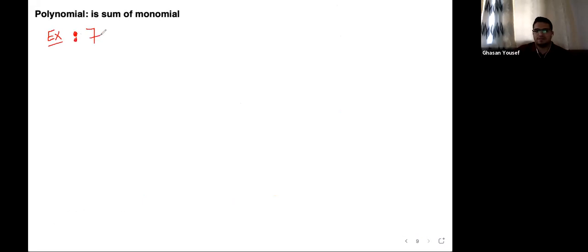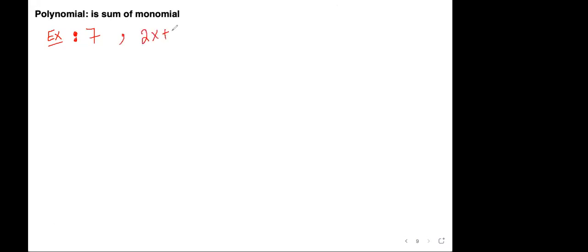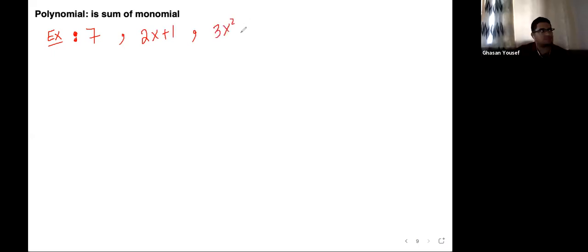So for example, poly means multi, right? Poly means multi, yes. So for example, 7 is a polynomial. 2x plus 1 is a polynomial. 3x squared plus 17x plus 4 is also called a polynomial. So the sum of any monomials is called a polynomial. Okay. So I'm going to give you the official definition of polynomial.